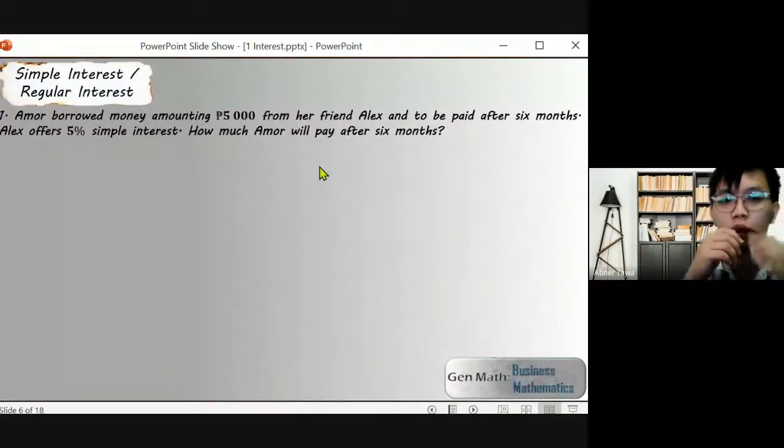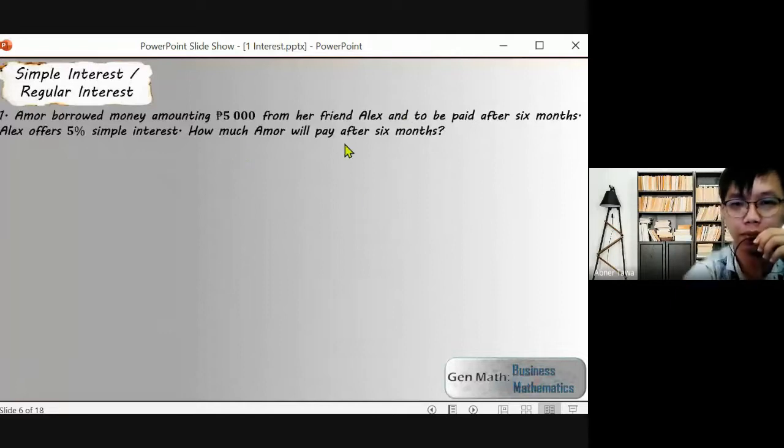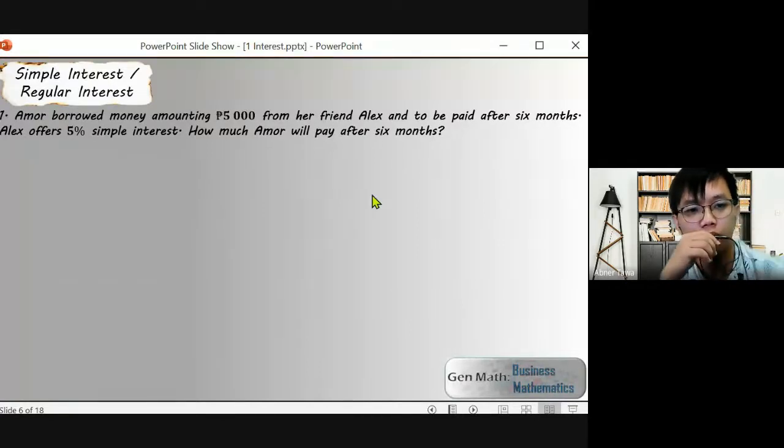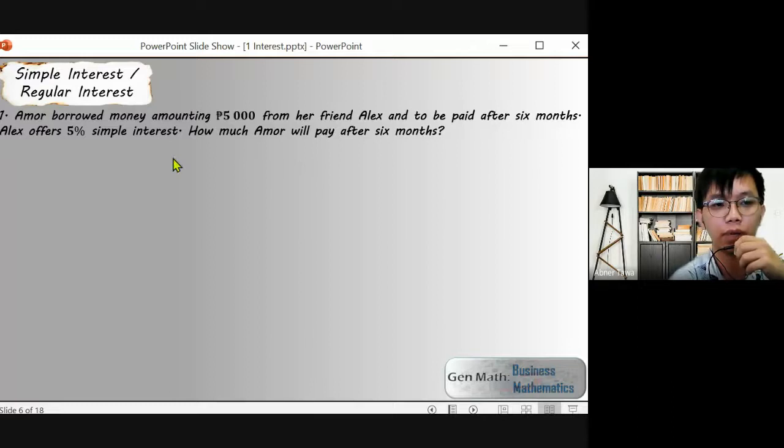Module. So number 1 example, sinong gustong magbasa? Who wants to read our first example? Para hindi lang ako yung nagsasalita dito. Sinong gustong magbasa? Anyone? Or any representative from this class? Zoe, pakibasa yung first example natin.